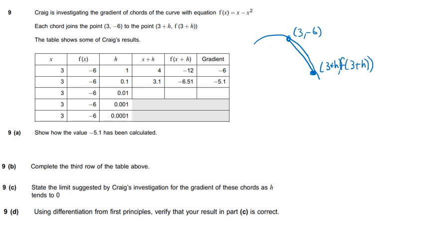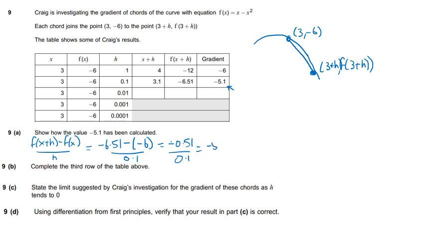So first of all, collecting data in a table, show where this value minus 5.1 has come from. So how do I calculate the gradient? Well, I use Newton's quotient, which is this, f of x plus h minus f of x over h. So I just put the values in from the table, minus 6.51 minus minus 6 divided by 0.1. So that's minus 0.51 divided by 0.1, which is minus 5.1. So that's fairly straightforward.